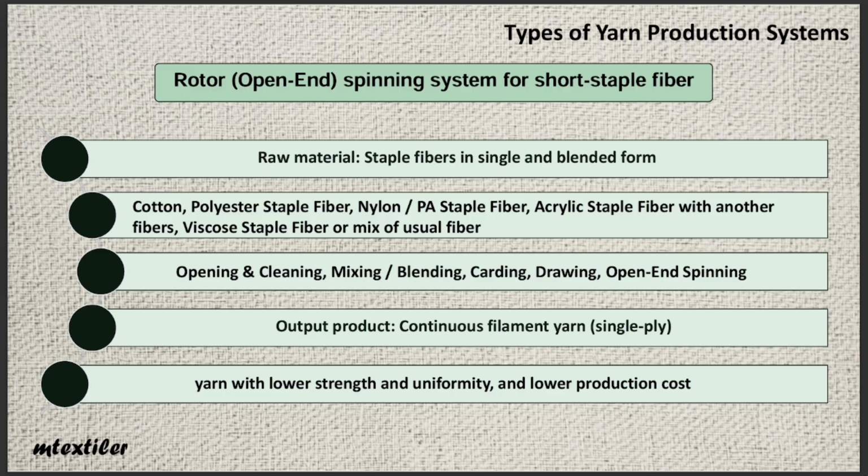Raw material: staple fibers in single and blended form. Yarns producible: cotton, polyester staple fiber, nylon, PA staple fiber, acrylic staple fiber with other fibers, viscose staple fiber, or a mix of usual fibers. Machine sequence: opening and cleaning, mixing, blending, carding, drawing, open-end spinning. Output product: continuous filament yarn, single ply. Produces yarn with lower strength and uniformity at a lower production cost.